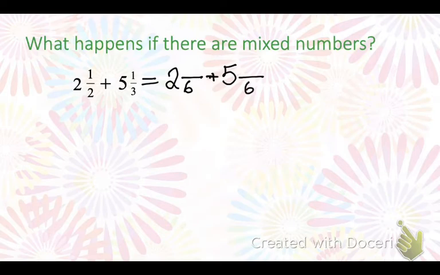Add the 6 at the bottom. 2 times 3 was 6, so 1 times 3 is 3. 3 times 2 is 6, so 1 times 2 is 2. Okay, now I'm going to add my whole numbers, so 2 plus 5. That's 7. And then I'm going to add my fractions.